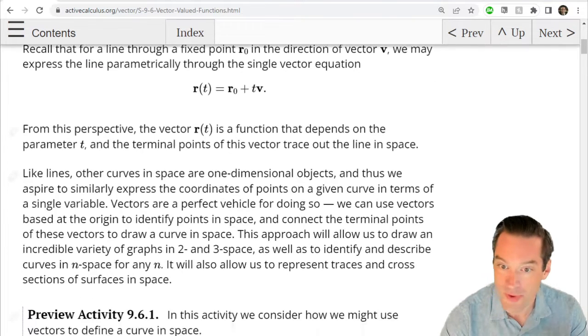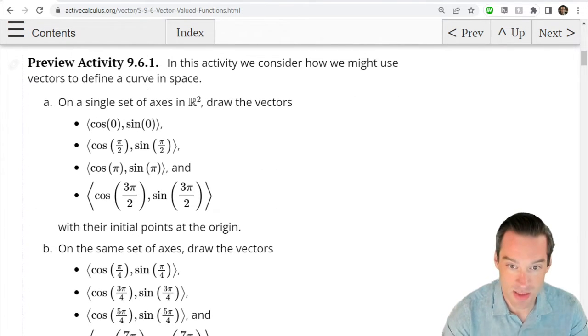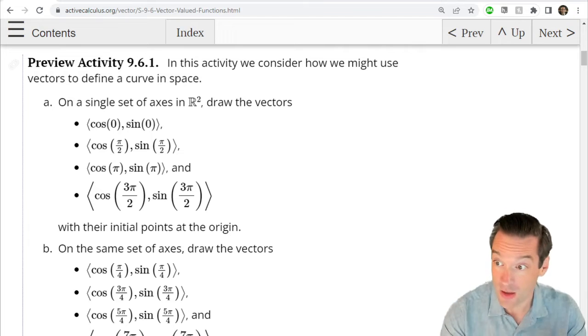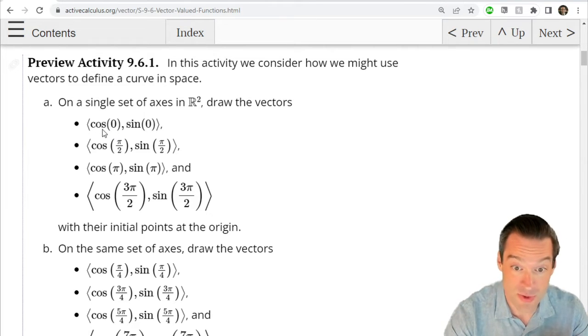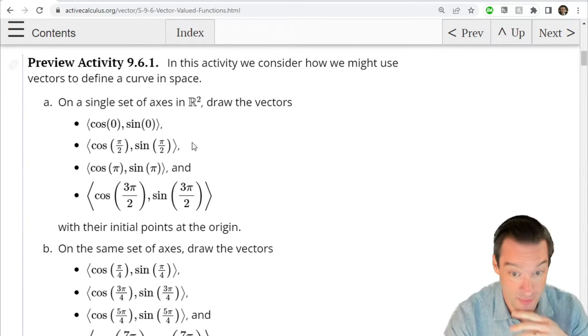So the preview activity in this section was just designed to get us used to the idea of parametrized curves. What it asked us to do was plot some vectors, and what all of these different vectors have in common is that they all arise from the same functions of a single variable. So cosine of something, comma, sine of something.